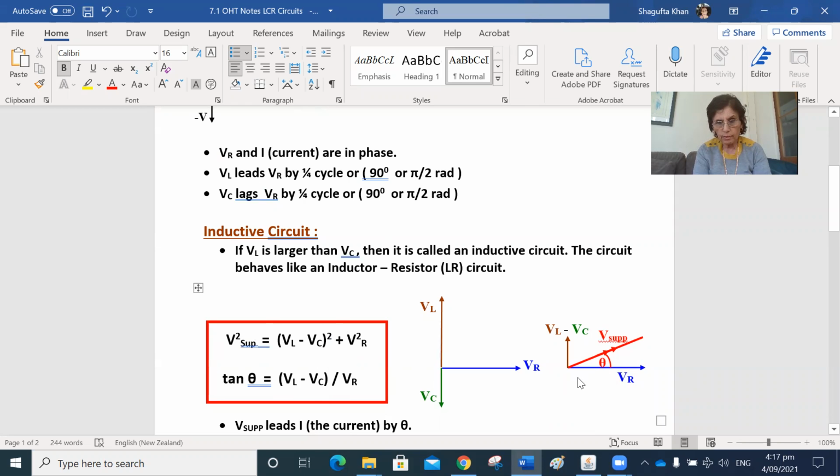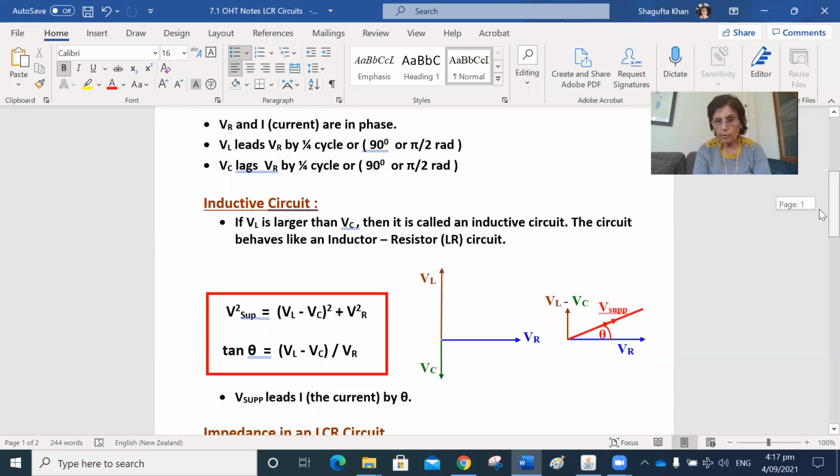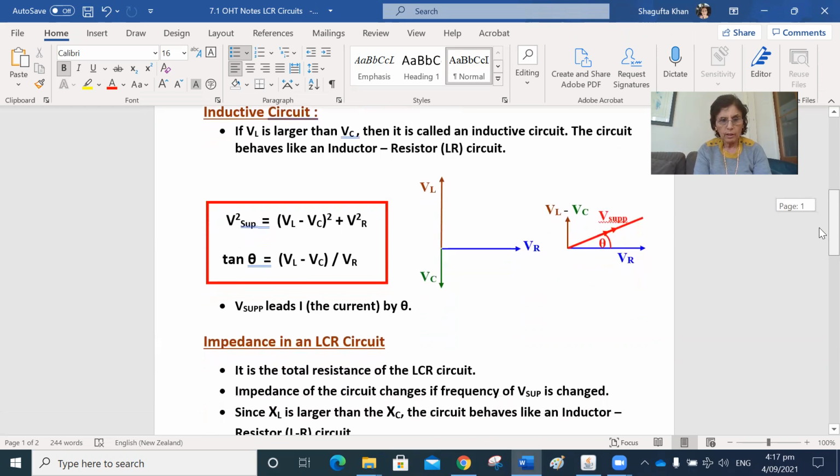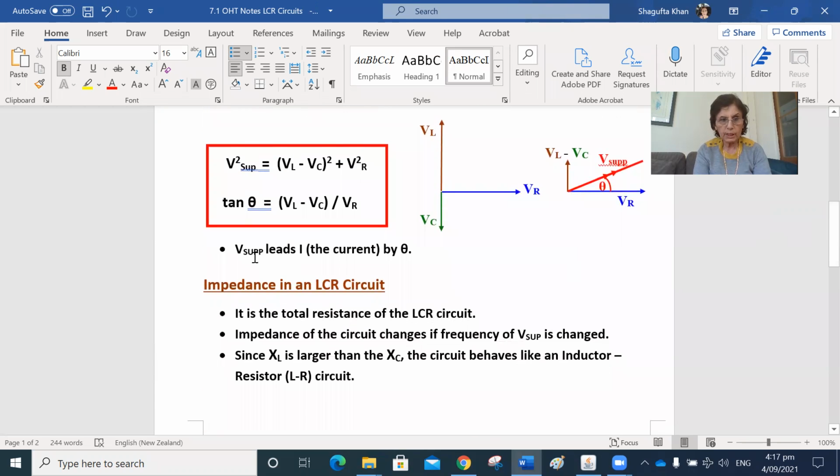Now, current is always in phase with the voltage across the resistor. So in other words, what we are saying is that the supply voltage is ahead of the current by these many degrees. And to find this angle, we will use opposite over adjacent, VL minus VC over VR. That will give us that value. So in an inductive circuit, the supply voltage leads the current by those many degrees.